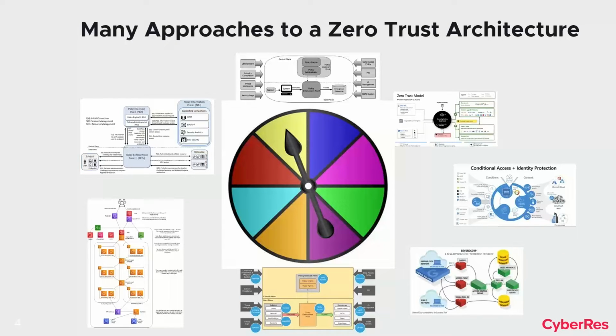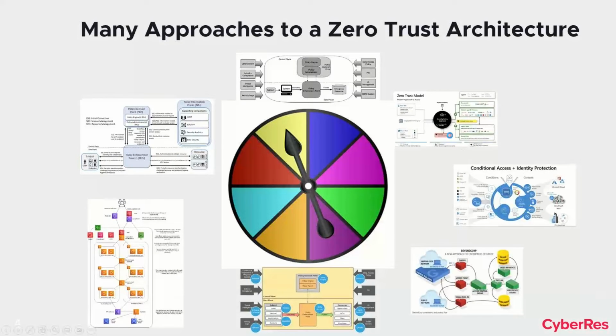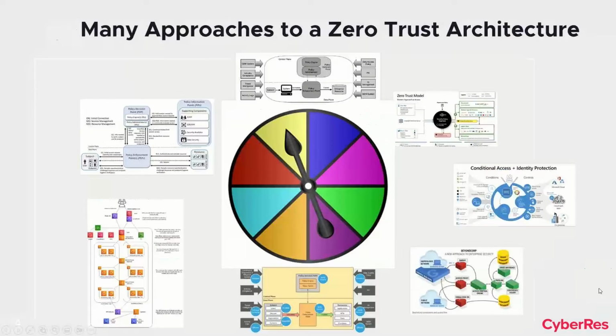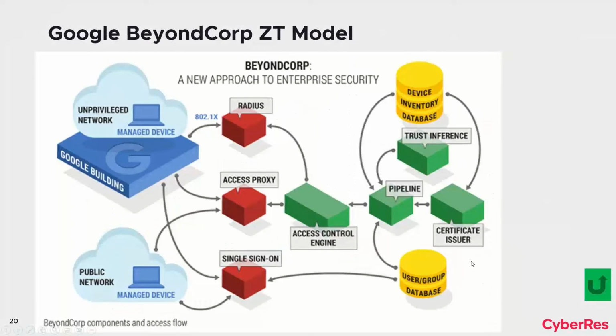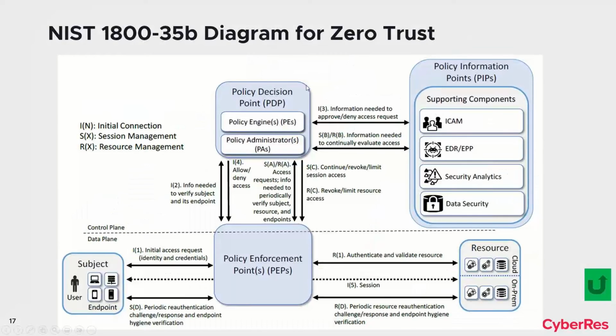But as you look around, you'll see that there's just a million approaches to zero trust architecture, because it's not a prescribed architecture, it's a framework. So if you look all around, you'll see that NIST has its own diagram for what a zero trust framework should look like. And there are generic models that all are trying to do the same thing, which is to quantify who's getting to what and how they're getting there. Azure has its own model. Google has its BeyondCorp model, et cetera, et cetera, et cetera. We'll be focusing mostly today on the NIST model, because that's very, very indicative of the kind of controls that you should have.